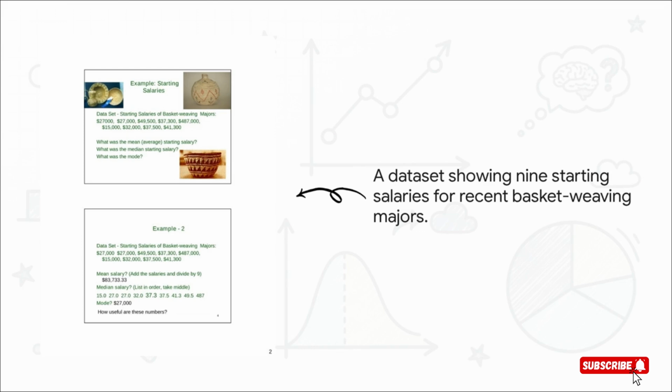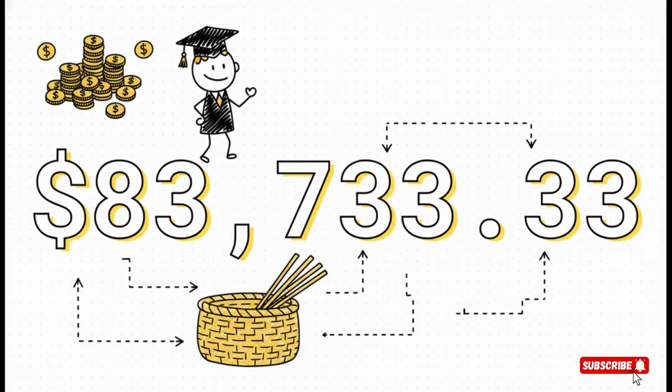But let's do the math that most of us would do to find the average and just see what number we get. So you add them all up, you divide by 9, and you get $83,733. Whoa. I mean, honestly, that's a fantastic starting salary in pretty much any field. It looks like those basket weaving majors are doing pretty well for themselves.